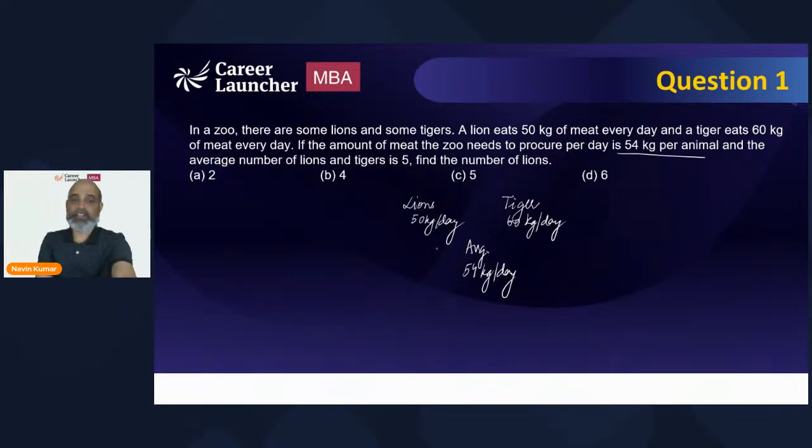So if we take the difference of 50 and 54, this will give us the number of tigers we are going to have, which is 4. Then if we take the difference of 60 and 54, this will give us a difference of 6. So the number of lions and tigers should be in the ratio 6 is to 4, right? Since the ratio should be 6 is to 4, it could be 12 and 8, it could be 3 and 2, it could be 60 and 40, right?